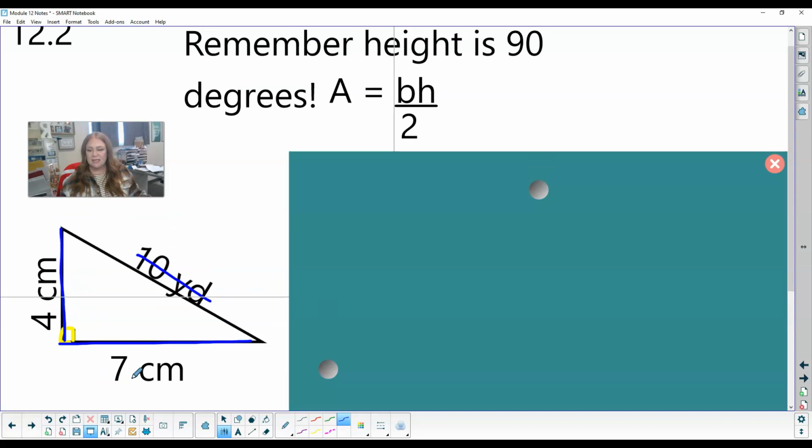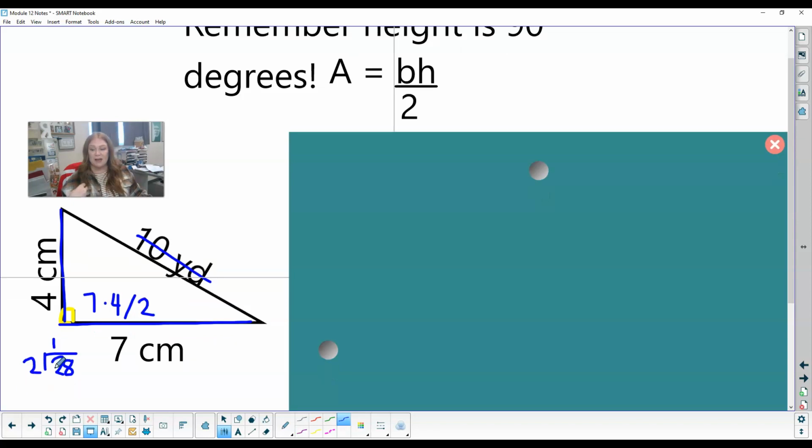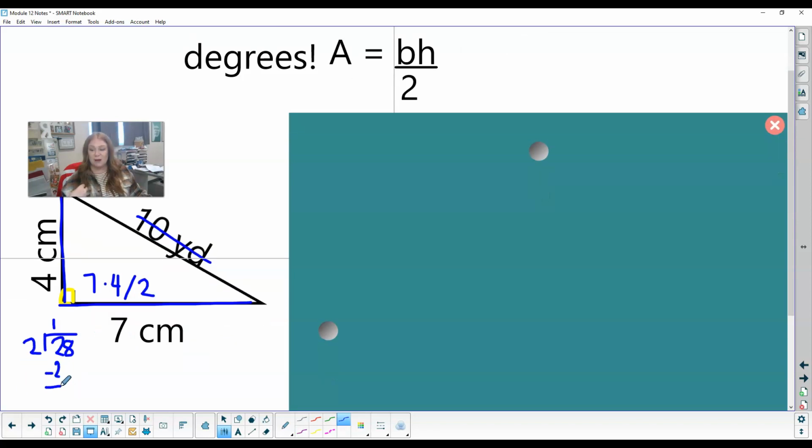So base times height, so 7 times 4, and then we're cutting it in half. So 7 times 4, 7, 14, 21, 28. And then if I don't know 28 divided by 2 off the top of my head, I can do the division problem. That's 14. So this is 14.